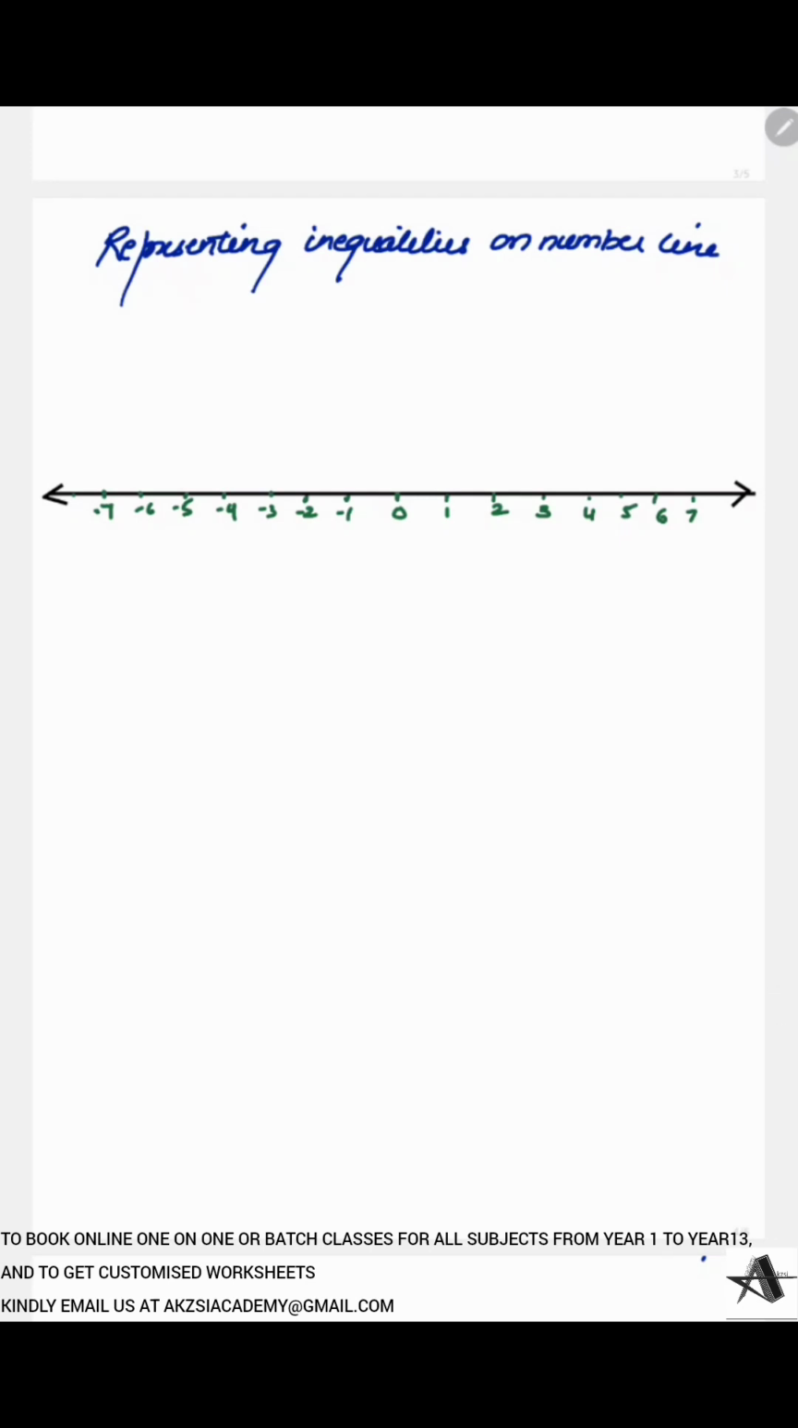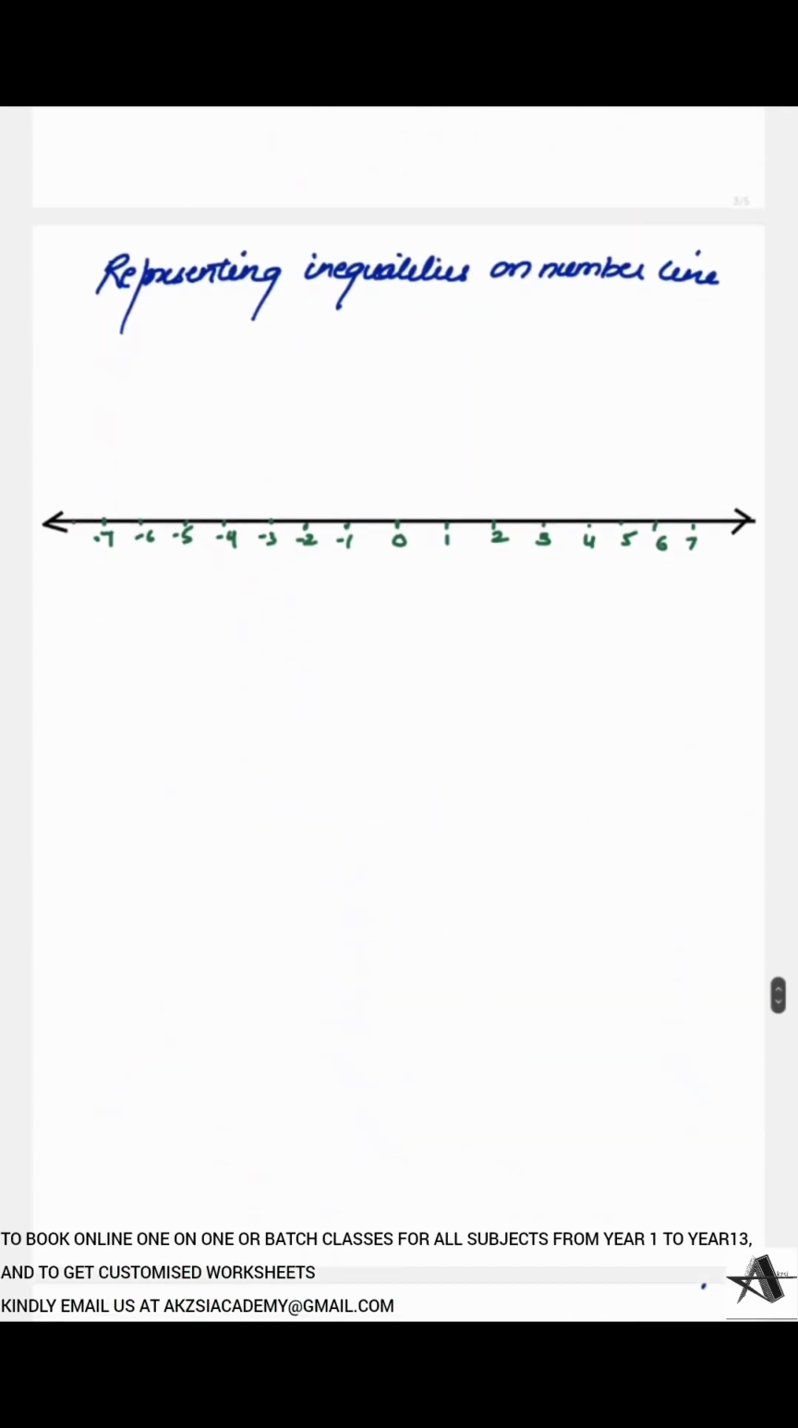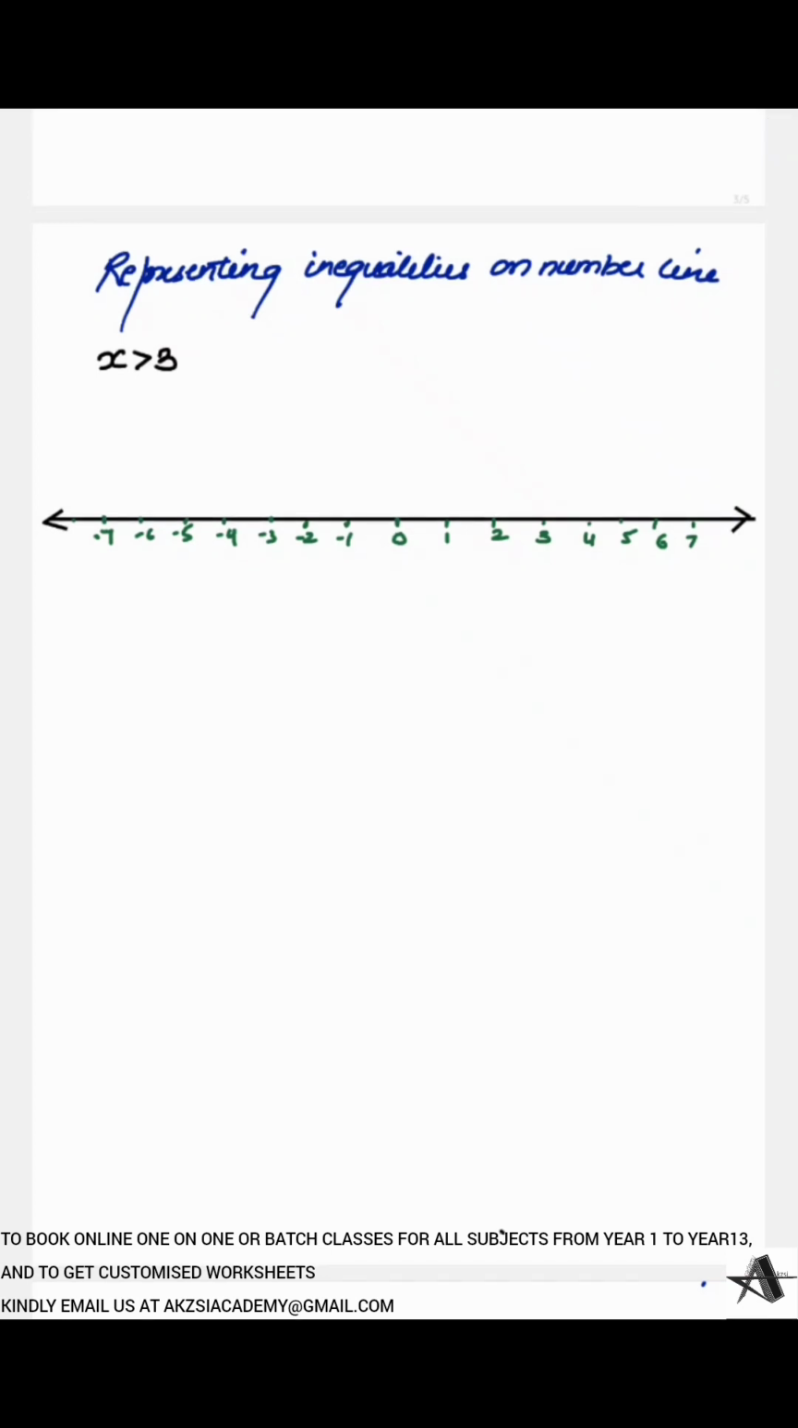Now, representing these inequalities on a number line will give a better idea of the meaning of greater than, greater than or equal to, smaller than, and smaller than or equal to. So the four things that we have written here, I am now representing each of them on the number line. Starting with x is greater than 3: x takes all the values that are greater than 3 but not 3. You are not supposed to include 3.